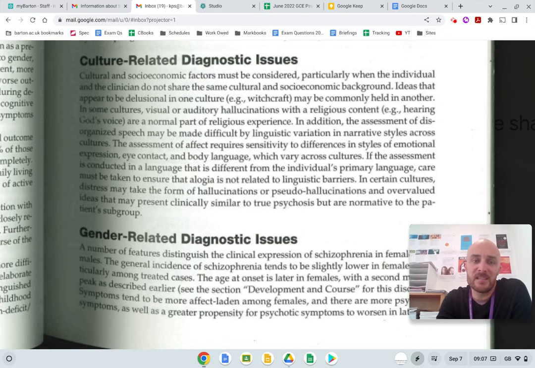Culture factors must be considered. This is really important for the next part, for the next video. Ideas that appear delusional in one culture, such as witchcraft, may be commonly held in another. That's crucial, actually. I'll say that again. Ideas that appear to be delusional in one culture may be commonly held in another. So this is the problem with the DSM. You can't come up with a universal list of delusions because in one culture it may be seen as delusional.